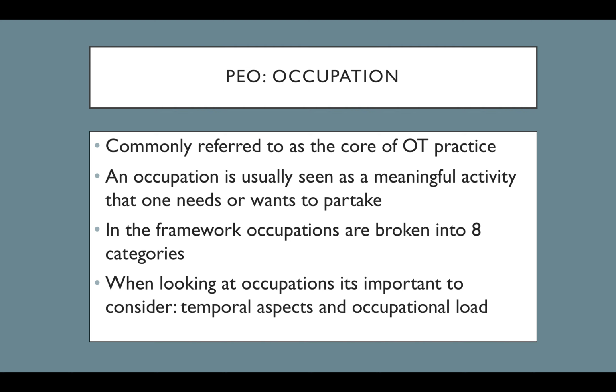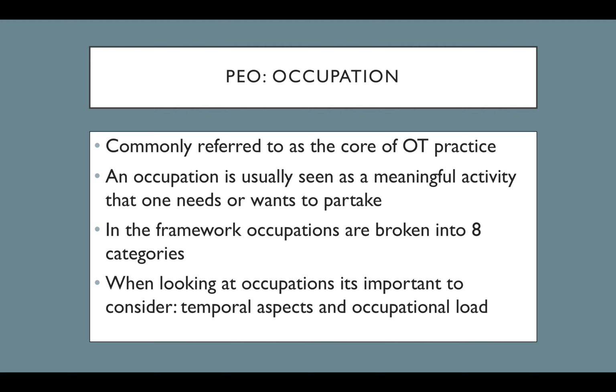So when looking at occupations, we normally think of them in 8 main groups, and these are the activities of daily living, instrumental activities of daily living, rest and sleep, education, work, leisure, play, and social participation. So when talking about occupations, we can talk about them in 3 different things that build up to occupation. So it's normally task, activity, and then occupation.